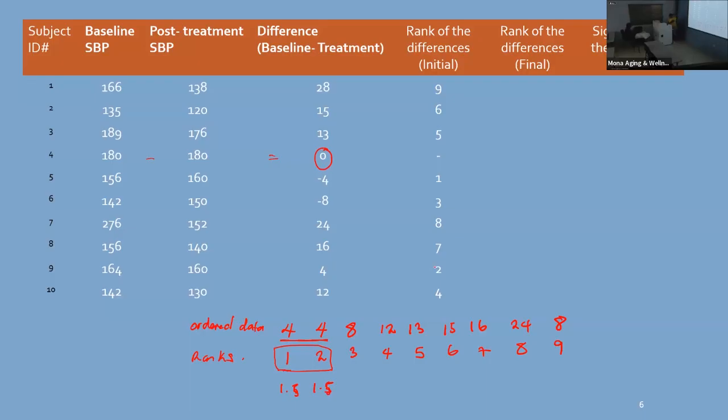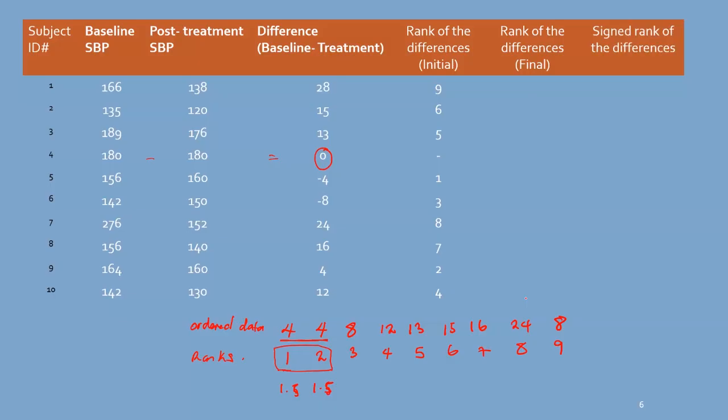So if you see here, I've ranked the differences. These values are what I have right here, the initial ranking system. You should be able to pick that up. But now we need the final ranking system. What did you say, Vanessa?